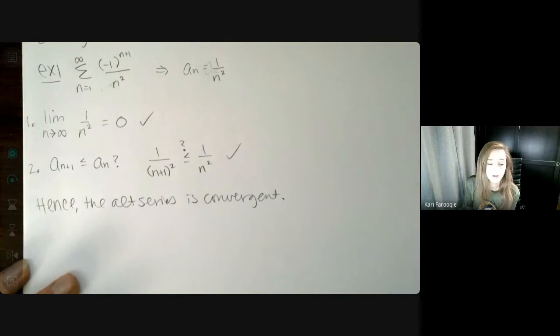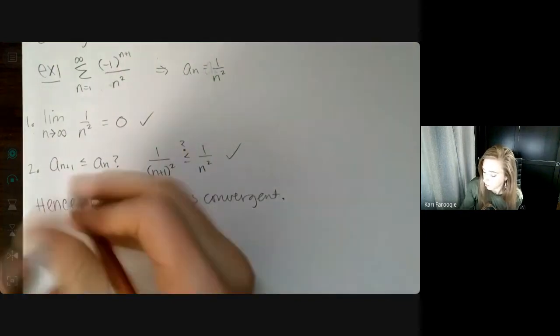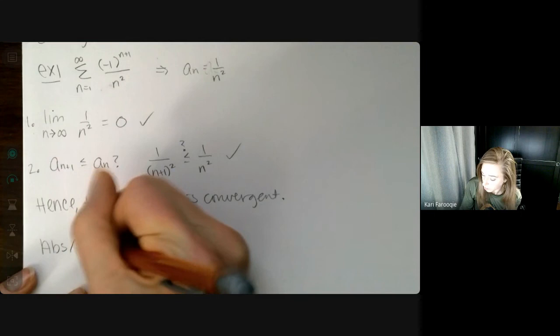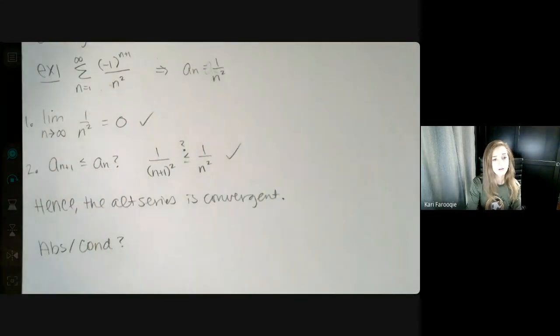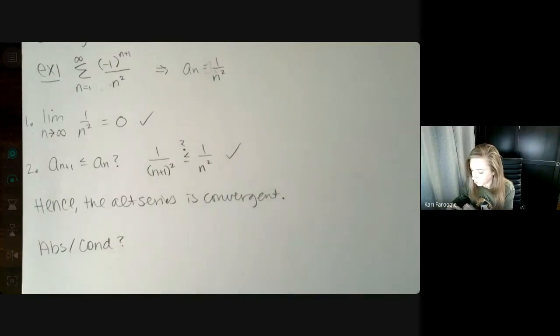Now, the conditional and absolute convergence comes into play when you look at the actual series 1 over n squared. So if we're talking about absolute versus conditional, this is where we need to look at 1 over n squared. And I gave you a definition for that. If a series is absolutely convergent, then it's convergent. If it's convergent without being absolutely convergent, it's conditional.